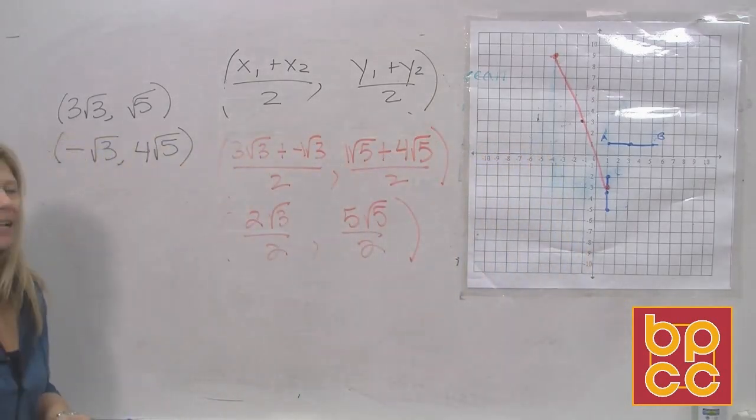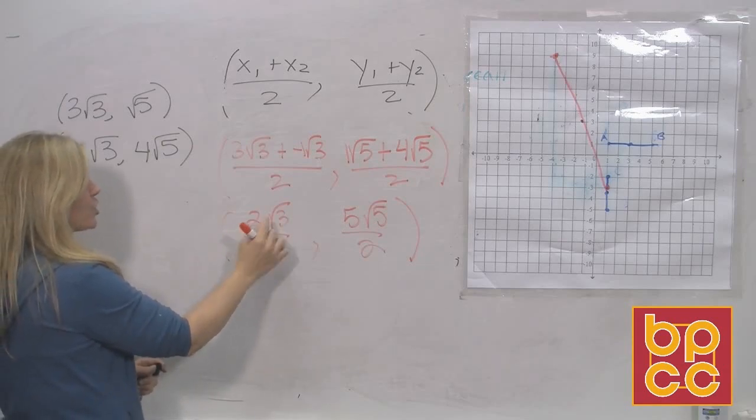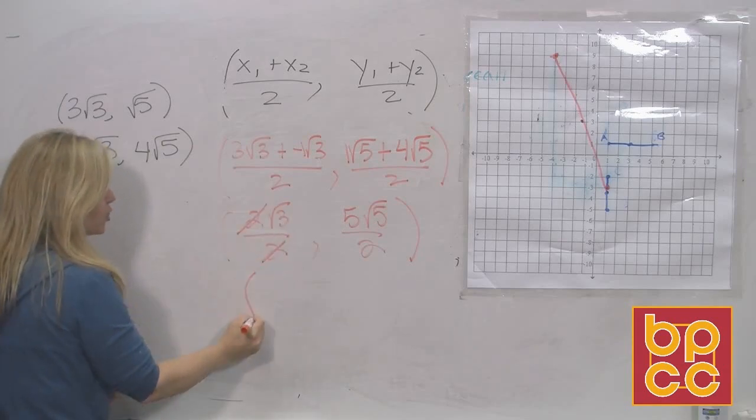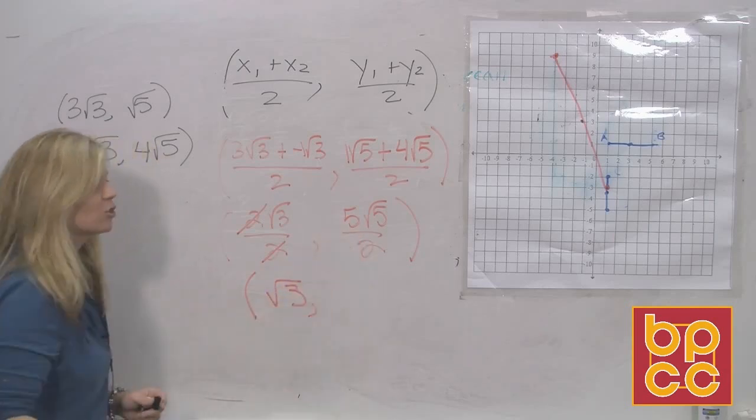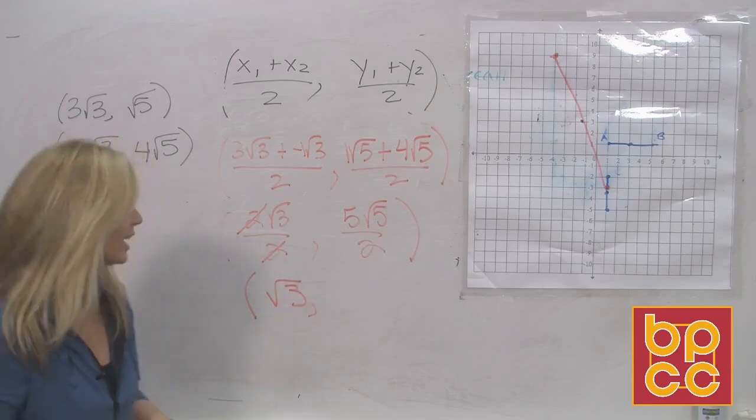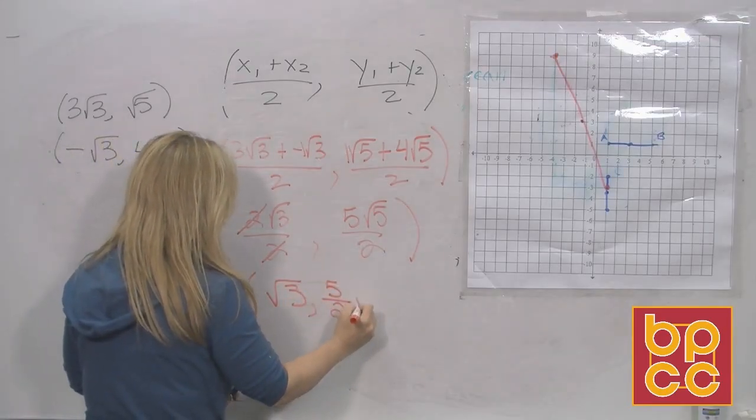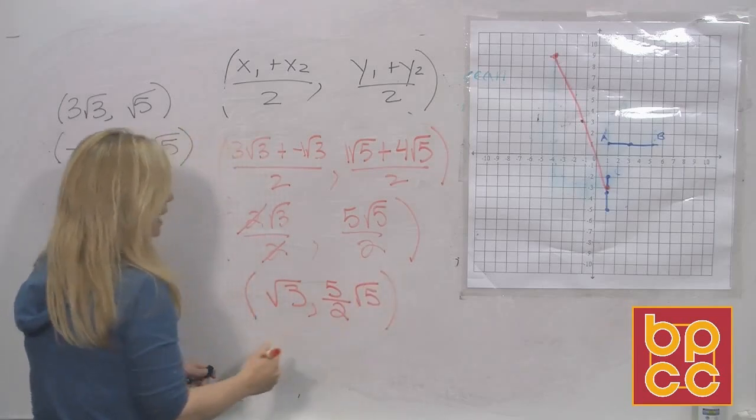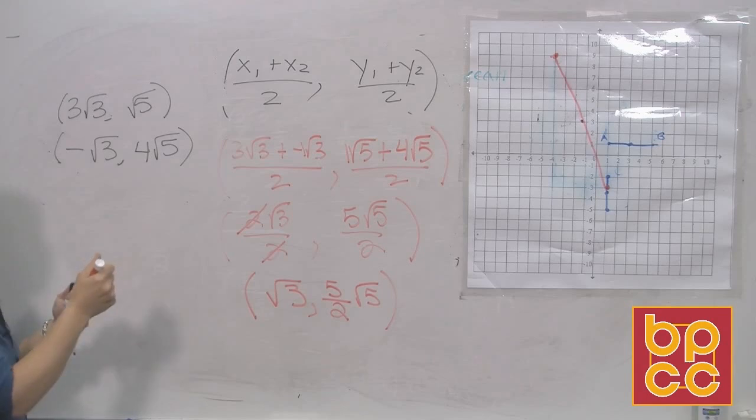Now we're going to do the dividing. Because this whole number is connected to this radical by multiplication, you can divide out the 2's. You're left with square root of 3. Over here, 5 doesn't divide by 2 evenly. You're not going to see a decimal with a radical. They'll leave it in fraction form. So this would be left as 5 over 2 square root of 5. And that point would be the midpoint of the two ordered pairs we started with.